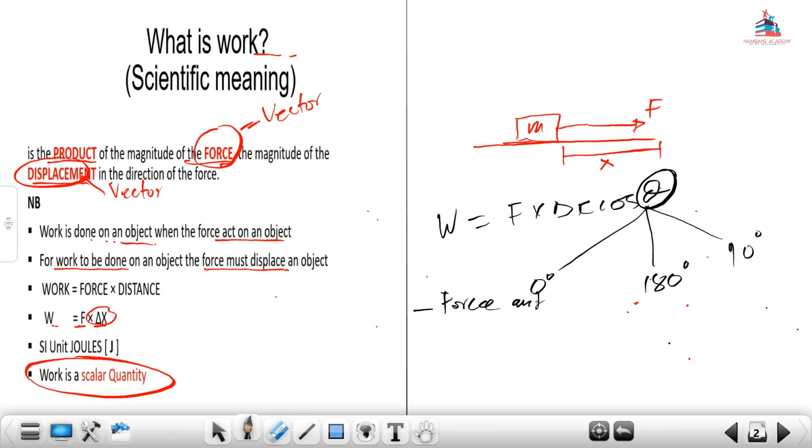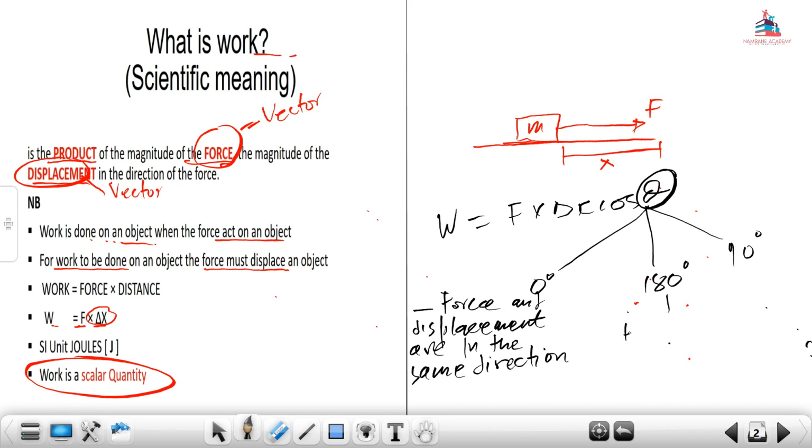Force and displacement are in the same direction. This is key because in the examples that we are going to do, we'll need to apply this. Hence, let's quickly have a recap of everything, so that once we have the recap, we will be able to understand fully.